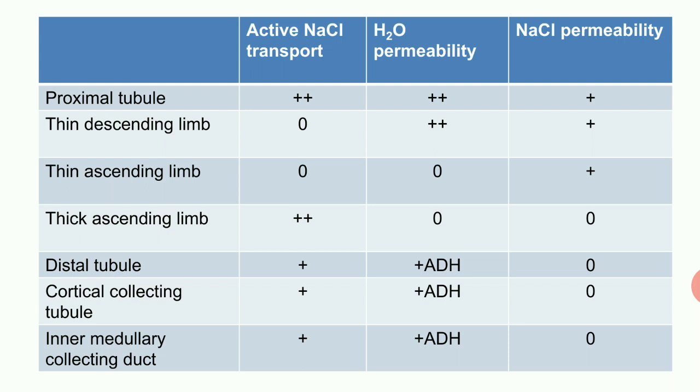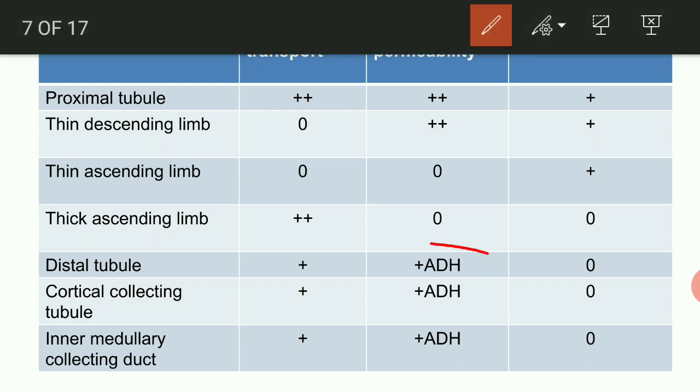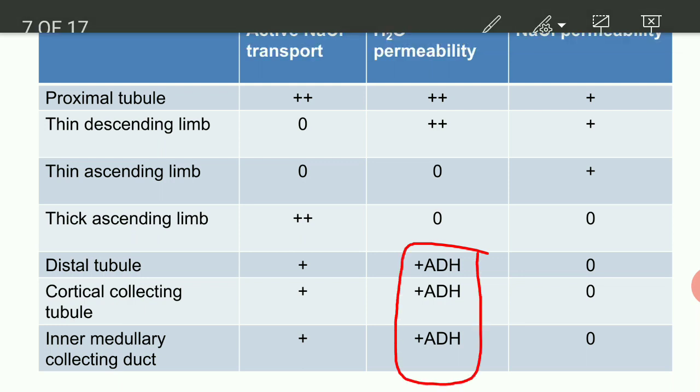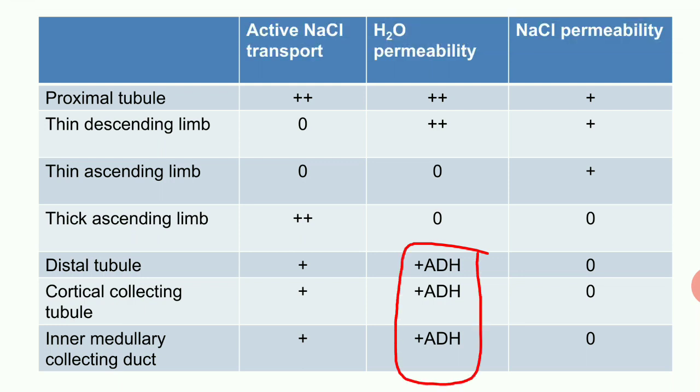But the thick ascending limb of the loop of Henle is actively permeable to sodium chloride, and it is impermeable to water. The distal tubule, cortical collecting tubule, and inner medullary duct are permeable to water only in the presence of antidiuretic hormone. This point we have to remember.